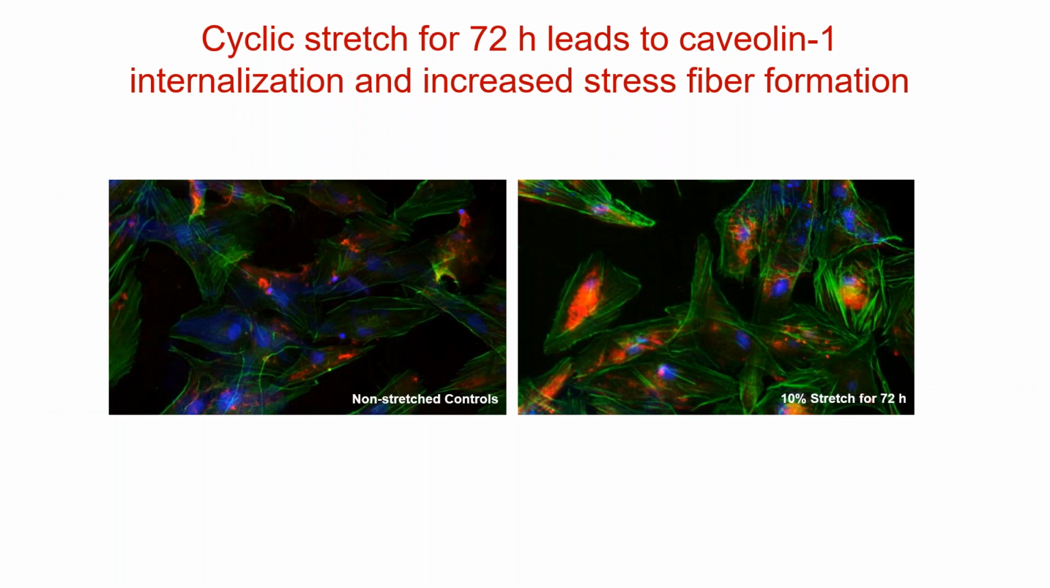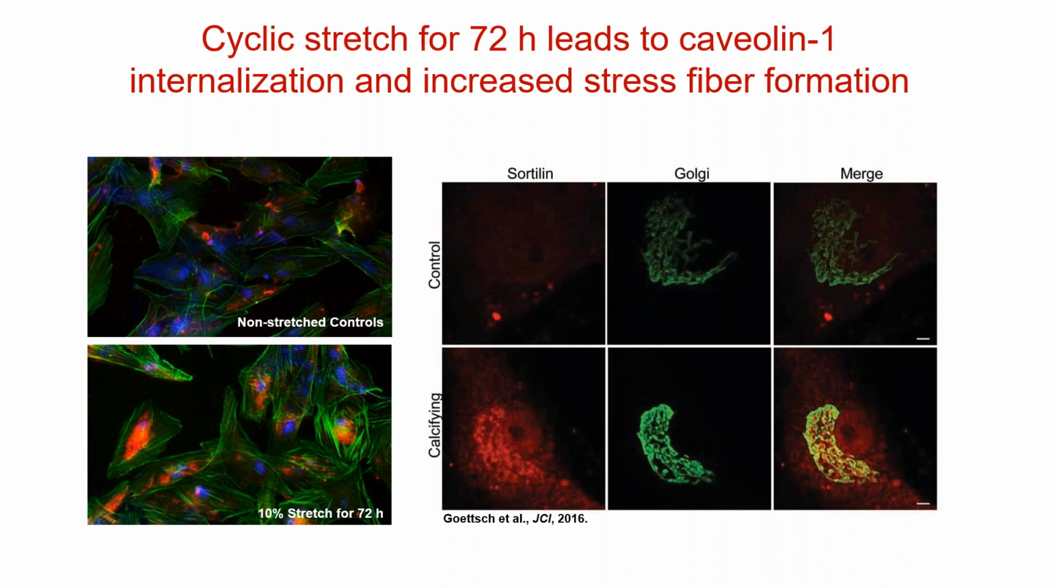And we did some immunostaining to try to figure out how is that? Where is the caveolin 1 going? I'm showing you just two images here. In the red is caveolin 1. The green is actin, so it's a phalloidin stain, and the blue are the cell nuclei. And we can see for non-stretched controls, we see some caveolin 1 inside the cells. We see a lot of it around the surface of the cells. It seems that when we increase the stretch, we apply 10% cyclic stretch for 72 hours, we see a redistribution of this caveolin 1 inside the cell, in a perinuclear location.